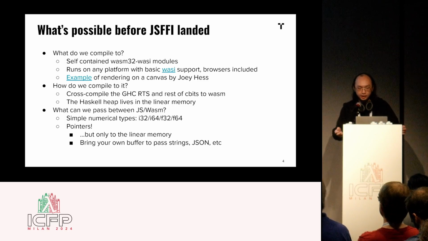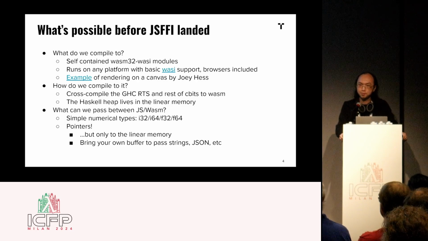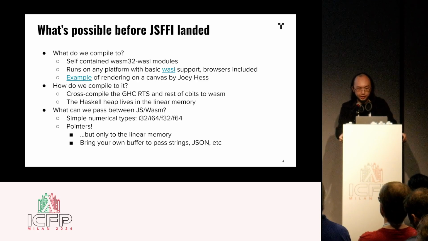Now, how do we compile Haskell to WebAssembly after all? The most important aspect is that we cross-compile the GHC runtime system, which is in C code, to WebAssembly. And then we have a native code generator for Haskell that starts from Cmm and generates the Wasm code that is compatible with the cross-compiled runtime code. The most important aspect of that is that the entire Haskell heap is living in the linear memory of zeros and ones.